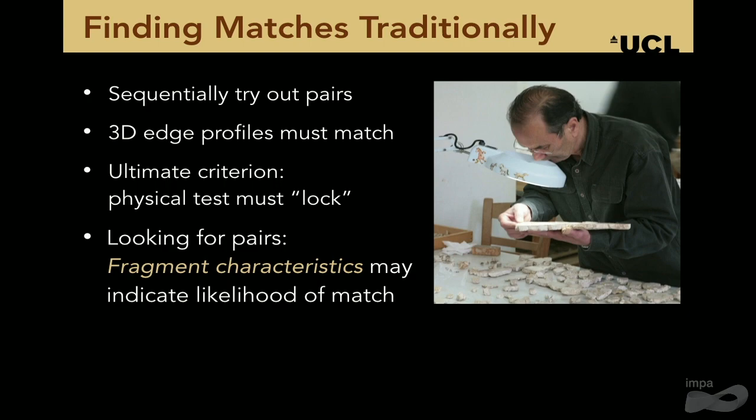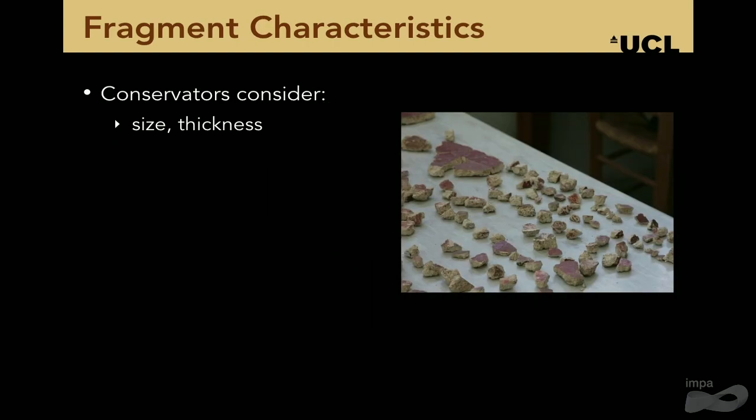However, it's not feasible in this manual process to try every possible pair. I don't have to tell you guys something about complexity if you try everything. So what isn't a good idea for computers is certainly not a good idea if humans are involved. So what the conservators do is they try to identify fragments where it's likely that it might be a match.